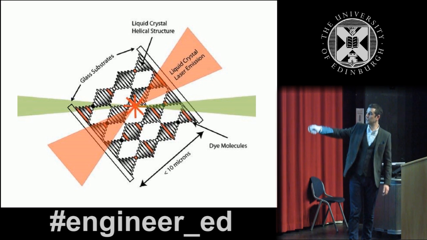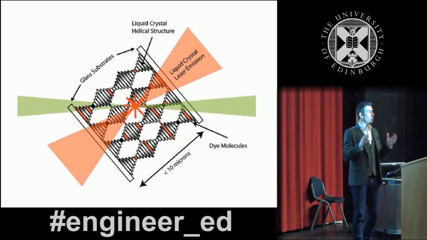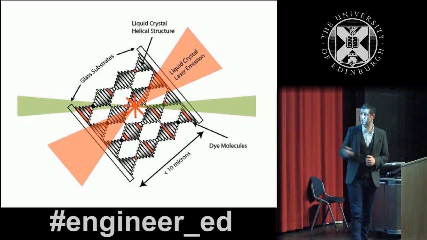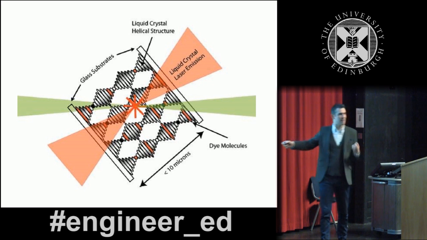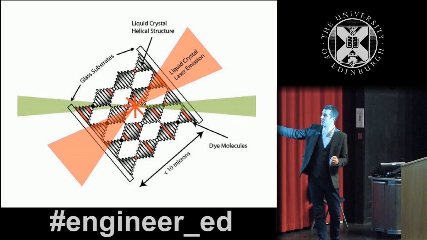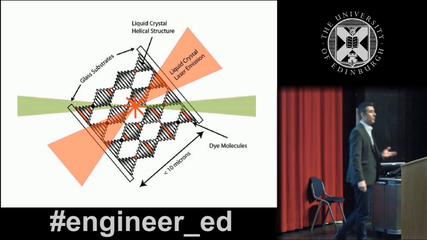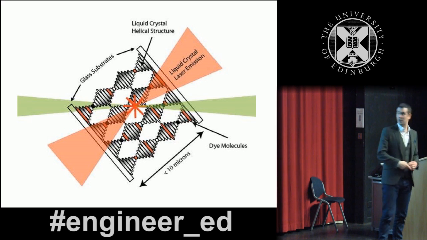So what we do is we tune the reflection band to a wavelength that we want to emit laser light at. And then we add to it the gain medium. These have something that emits light, and that's the little red molecules here. We add to it fluorescent dye molecules, very common materials.